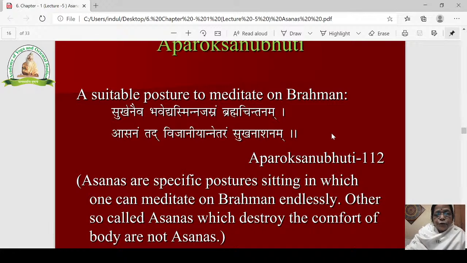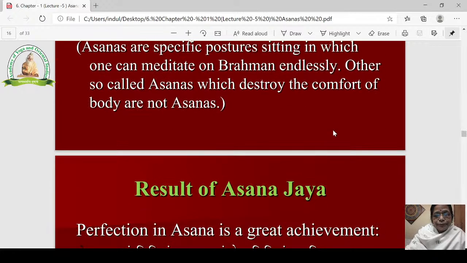It says, Sukhenaiva bhavedyasmin ajasram brahma chintanam, asanam tad vijaniyat netaram sukhanasanam. Which means, asanas are specific postures sitting in which one can meditate on Brahman endlessly. Other so-called asanas which destroy the comfort of the body are not asanas.